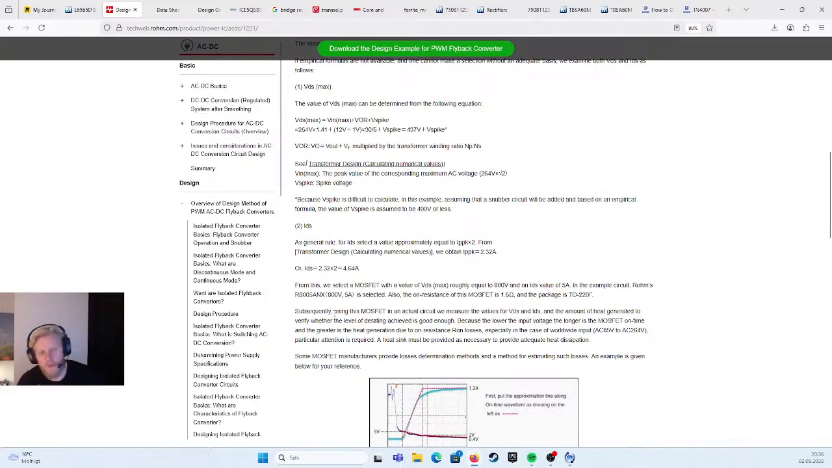Okay, so sequentially using this MOSFET in an actual circuit, we measure the values for VDS and IDS and the amount of heat generated to verify whether the level of the rating achieved is good enough, because the lower the input voltage, the longer is the MOSFET on time and the greater is the heat generation due to the on resistance or on losses. Especially in the case of worldwide input AC 85 volt to 264 volt, particular attention is required. A heat sink must be provided as necessary to provide adequate heat dissipation.